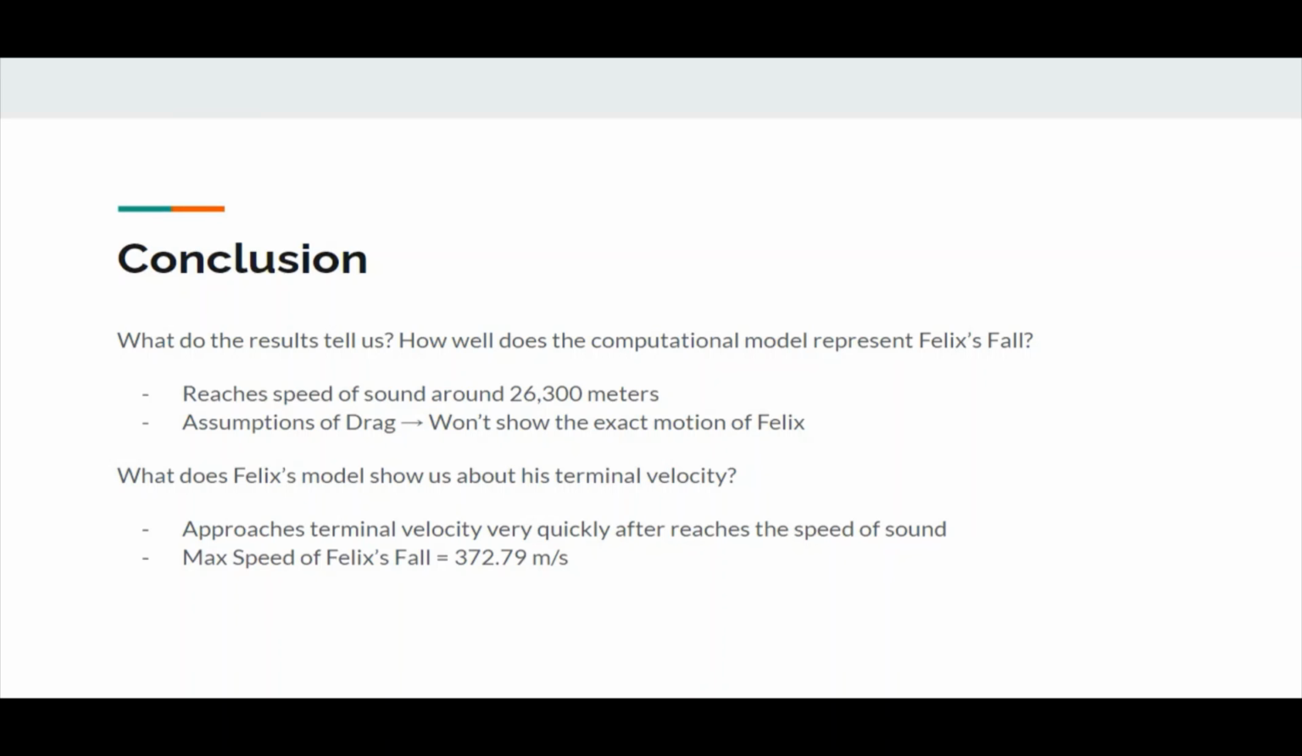With the model, we can predict the time and position at which he broke the sound barrier, which is around 55 seconds in the fall, and at about the height of 26,300 meters. Additionally, from the lab, I can analyze the terminal velocity that Felix experiences toward the end of his fall. The model shows Felix's max speed to be about 373 meters per second, which can be seen in the velocity graph as it flattens or levels out. And it isn't much faster than the sound barrier, because it is reached quickly after breaking the sound barrier. However, it does match his actual max speed experienced during his fall, which was 372.79 meters per second, which means the model does a good job of modeling Felix's fall.